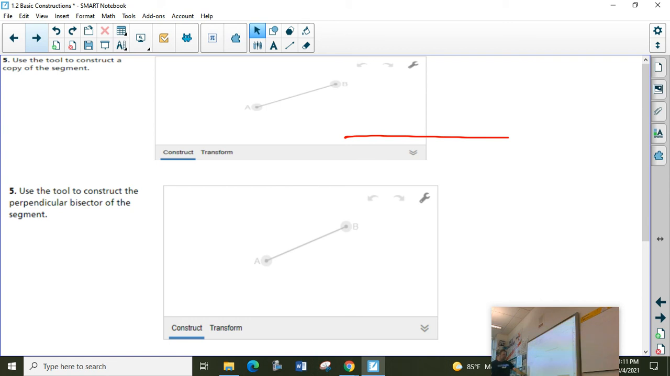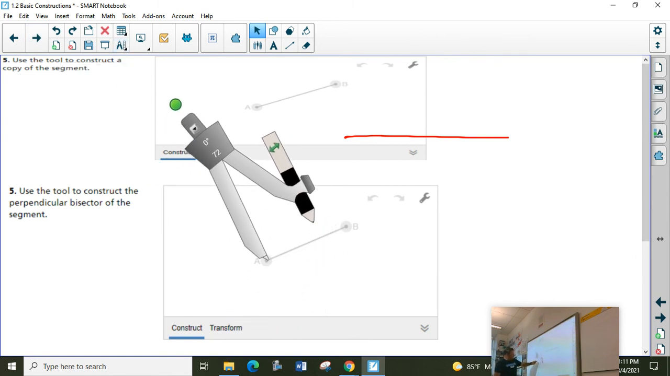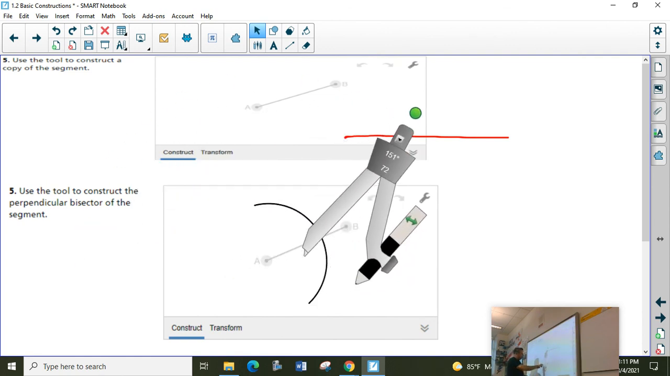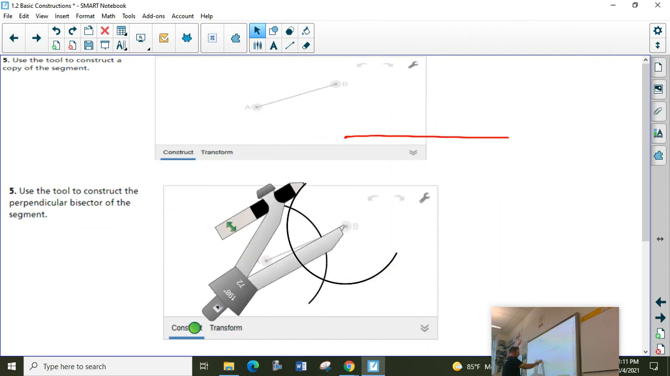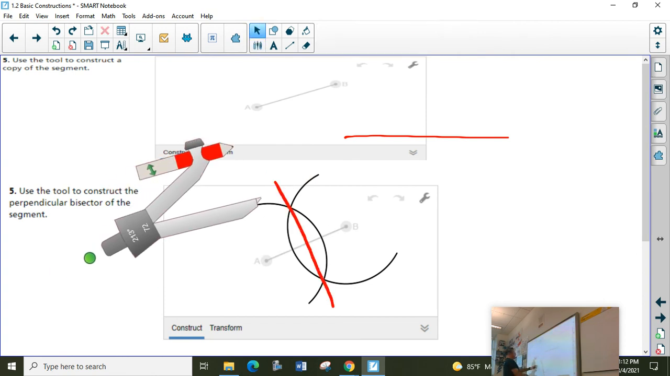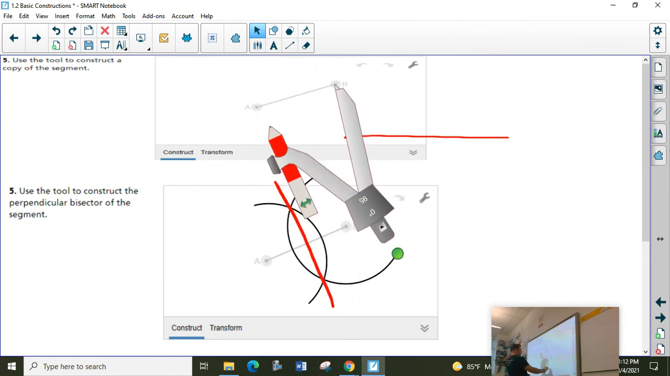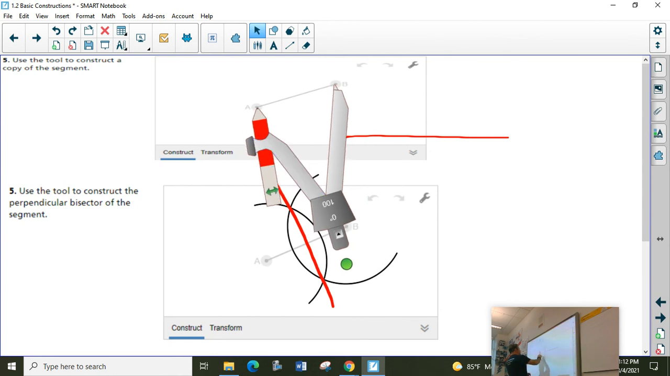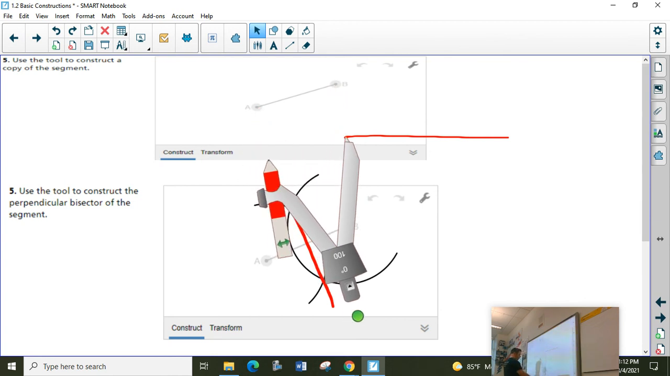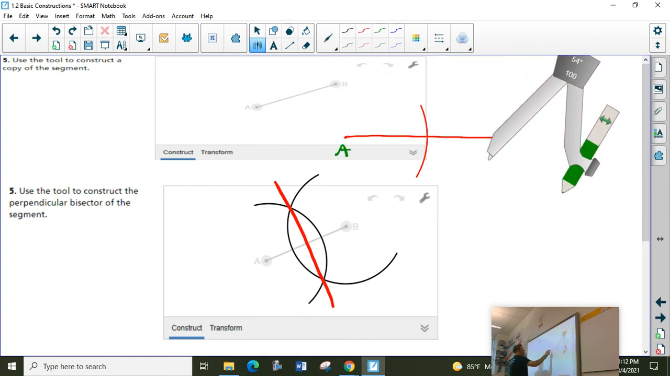Do a perpendicular bisector of this. You guys should know how to do this one. Go back and look at perpendicular bisector. But if you really need some help with this still, this is where you go past the halfway point and make your two arcs. This one here for copying a segment, we go from here to here. Call this AB. There you go.